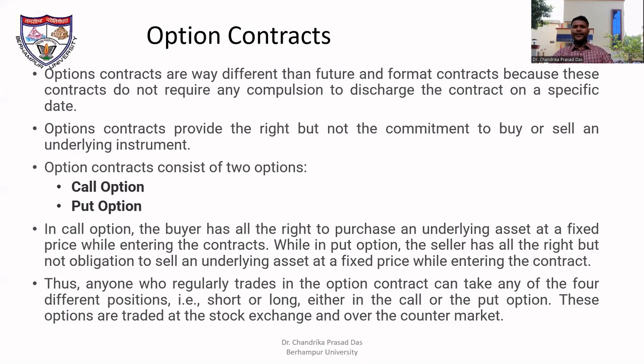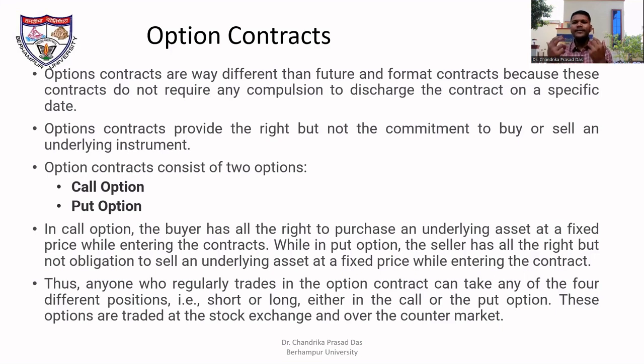Third form of derivative contracts is option contract. This is very different from future and forward contract because there is no compulsion to execute the contract on the specific date. When we are talking about option, it means the buyer will purchase only the right. And for that, the buyer has to pay some amount to the seller that is known as premium, option premium.